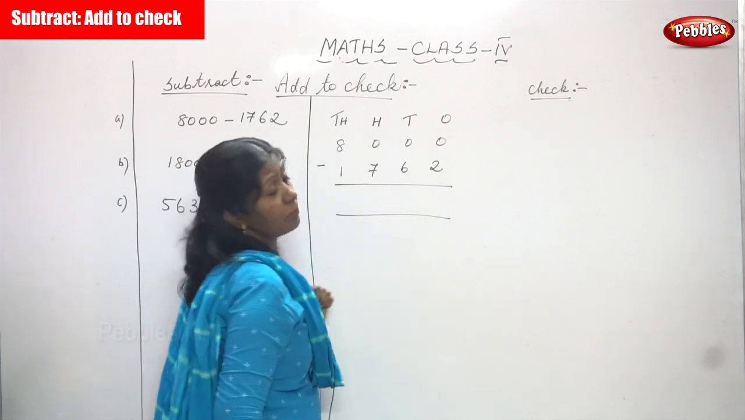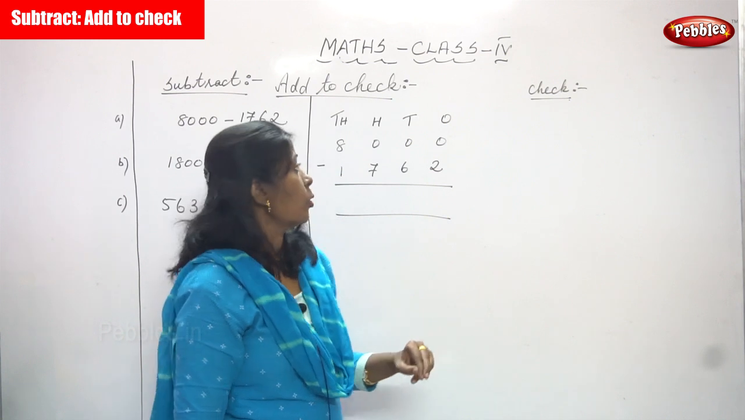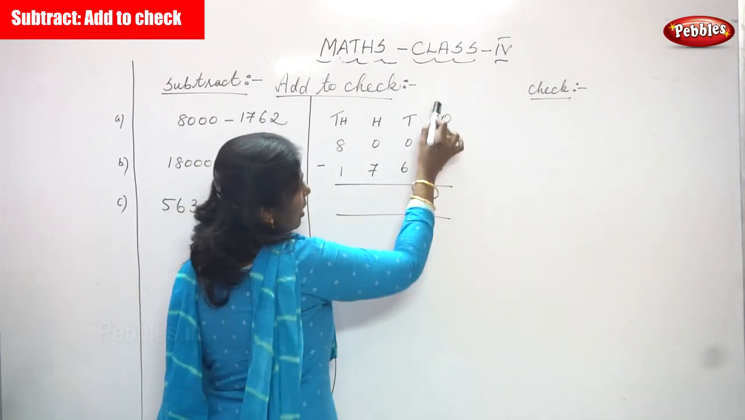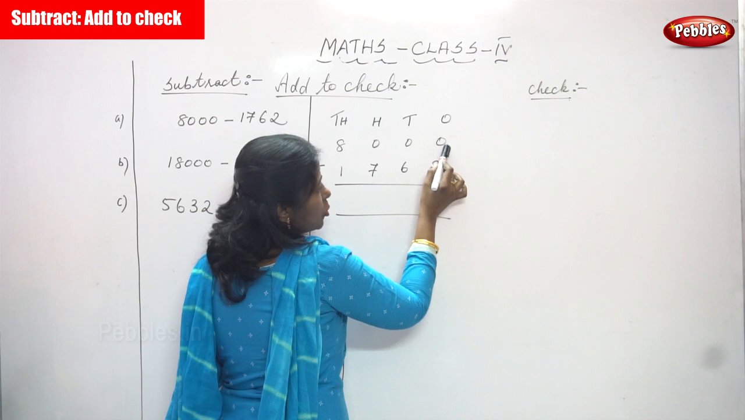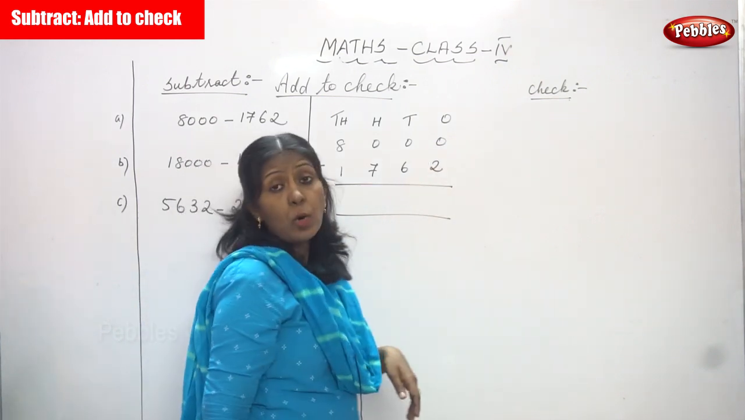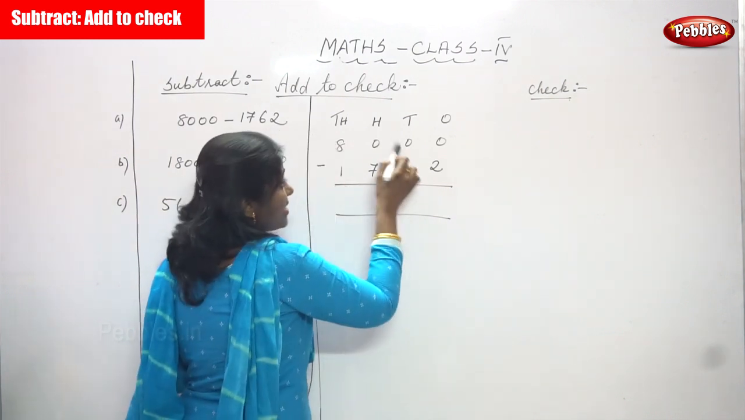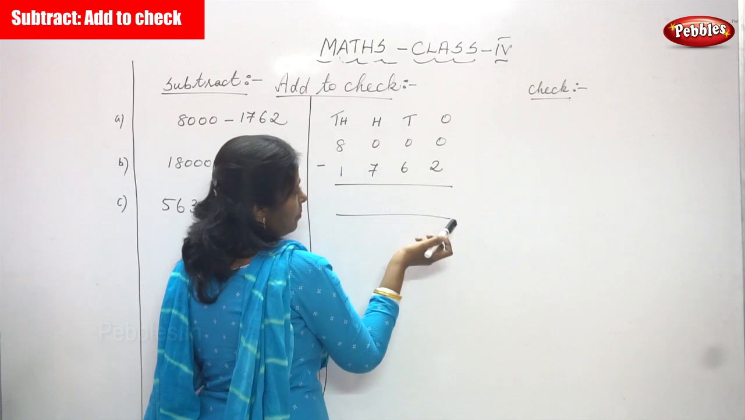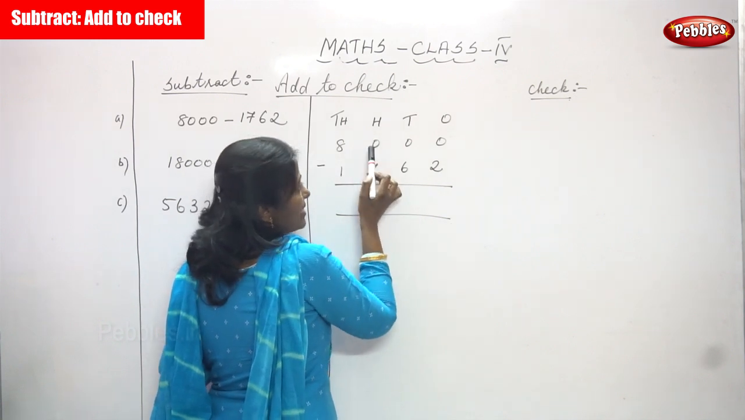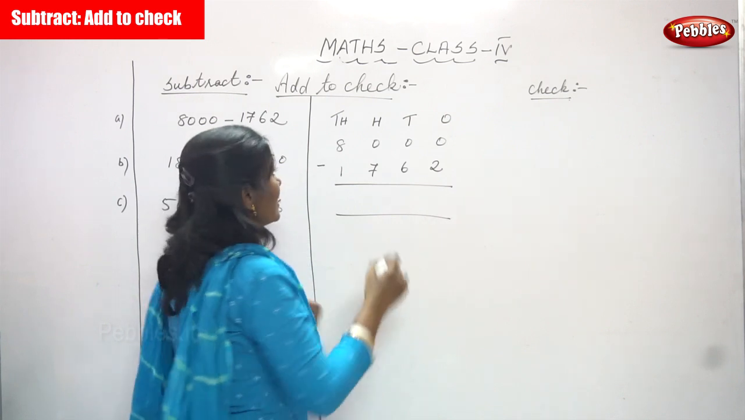So you are going to borrow. Because it's a borrowing subtraction, there is no doubt about it. First you have to focus on the ones place. So 0 minus 2 is not enough to subtract, because 0 is a smaller number and 2 is a bigger number. You can't subtract. So you have to borrow from the tens place. It is also 0, so you can't subtract. So we'll go to the next place, that is the 100 place. It is also 0, so you can't subtract. So you are going to the thousands place.